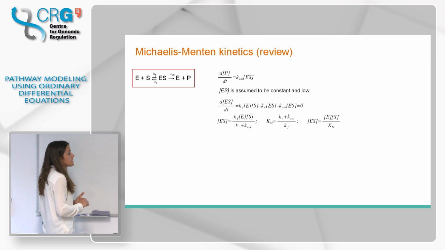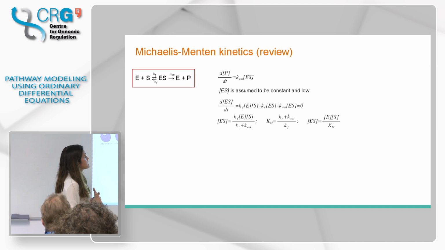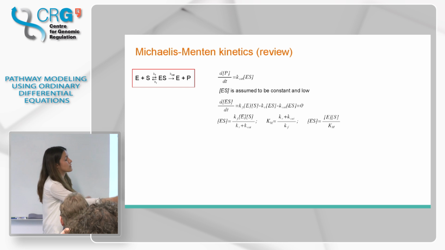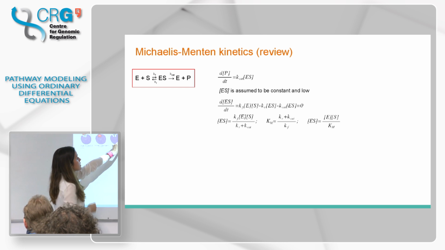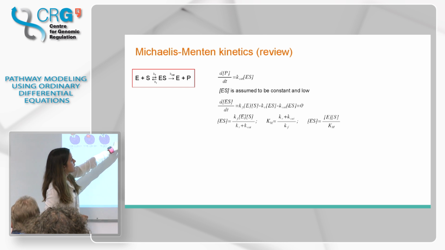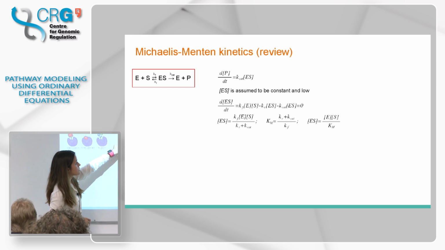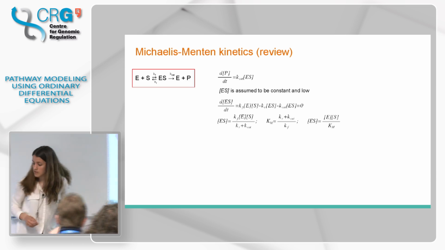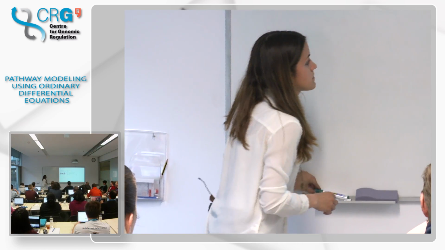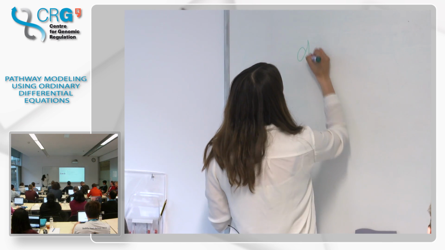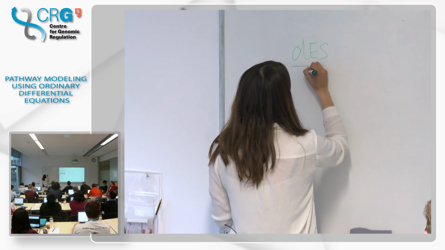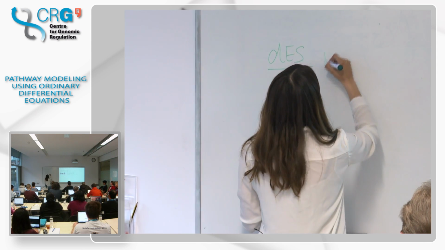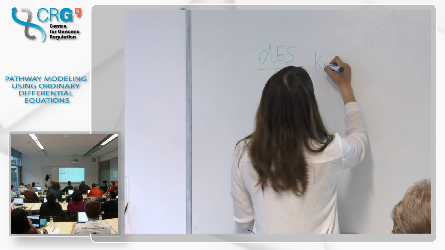So then we're going to make one assumption, that is that this ES complex is going to be constant and at very low concentration. So this differential equation that represents the rate of change of the ES complex, we can equal it to 0. And maybe it's better that I write it because I don't know if you see it. This is forward.